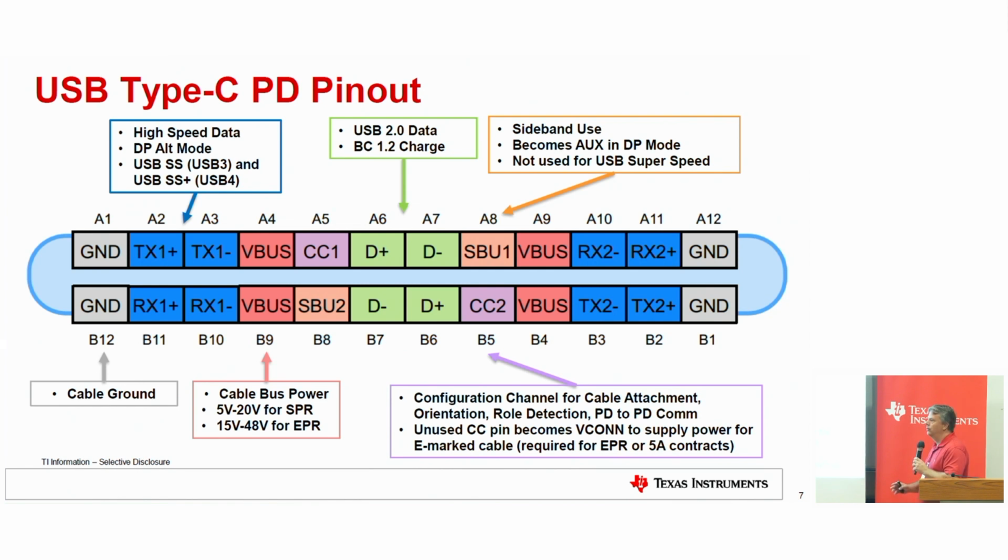Correct. So once you plug in, we automatically will know how it's oriented by the CC lines. Then it'll handle the muxes accordingly to know how to flip around, so you know automatically which side is connected, one side up or down.